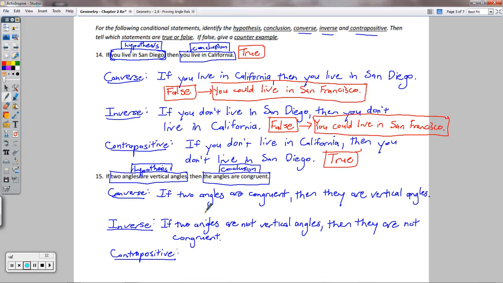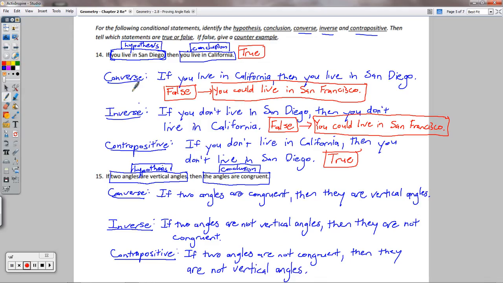And finally, the contrapositive, we switch and negate. I could take the inverse and switch those statements, or I could take the converse and put nots in there. I'll go with that. So I'm going to take the converse and just put nots in there. If two angles aren't congruent, or are not congruent, then they are not vertical angles. So true false time now.